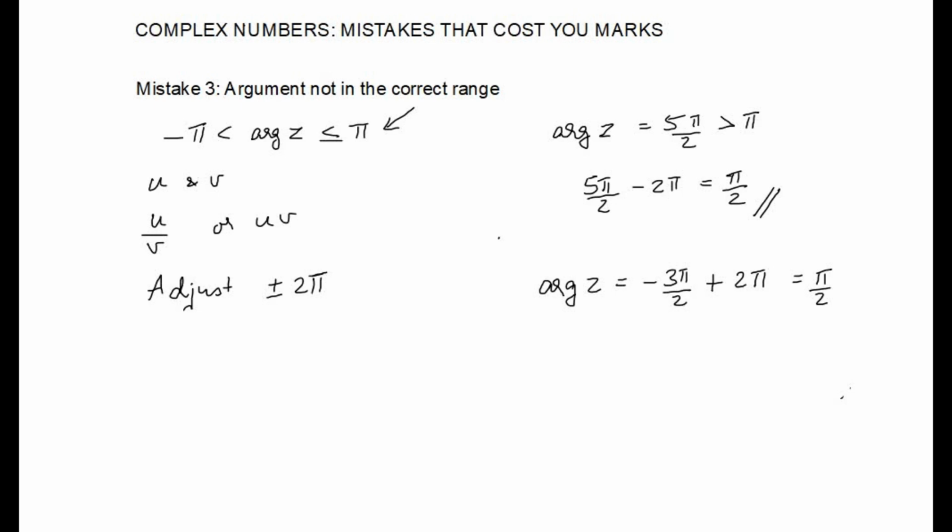Just remember that whenever you calculate an argument, the first thing you do is check whether it is within the range minus pi to pi, and if not, add or subtract 2 pi until it comes within the range. So you might have to add or subtract it multiple times to bring it in the range.